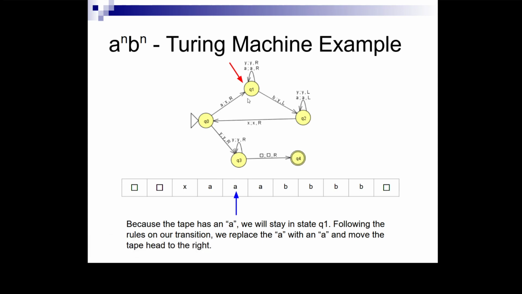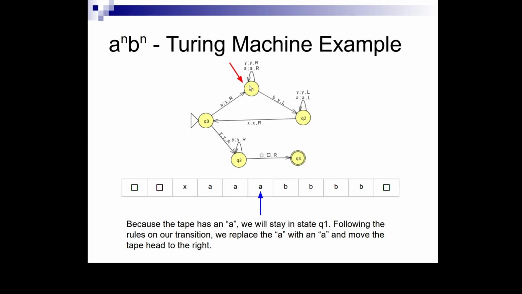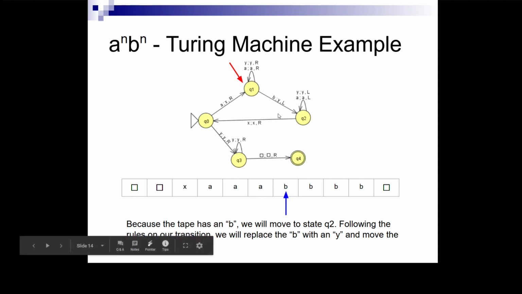So now we read in another A. We stay in state Q1, we leave that A alone, we move to the right. Okay, we read in another A. That means we stay in state Q1, we replace the A with an A, we move the tape head to the right. So same thing, nothing happens. Now our tape head is pointing at a B.